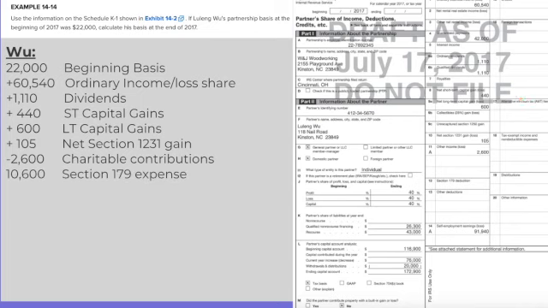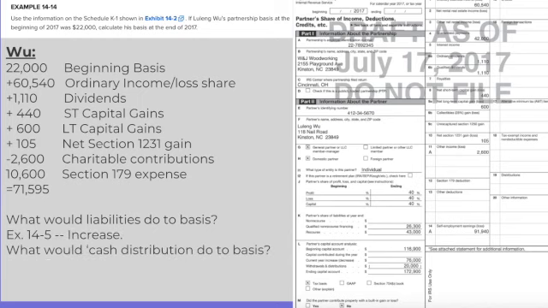Now we're going to add in our Section 179 expense, and that comes to 71,595. Now, what would liabilities do to his basis? They would increase his basis. This is another example you can look at, and that's what we covered in the prior example. 14-5 is also one you can refer to. What would cash distributions do to his basis? They would decrease his basis, and you can look at that example.